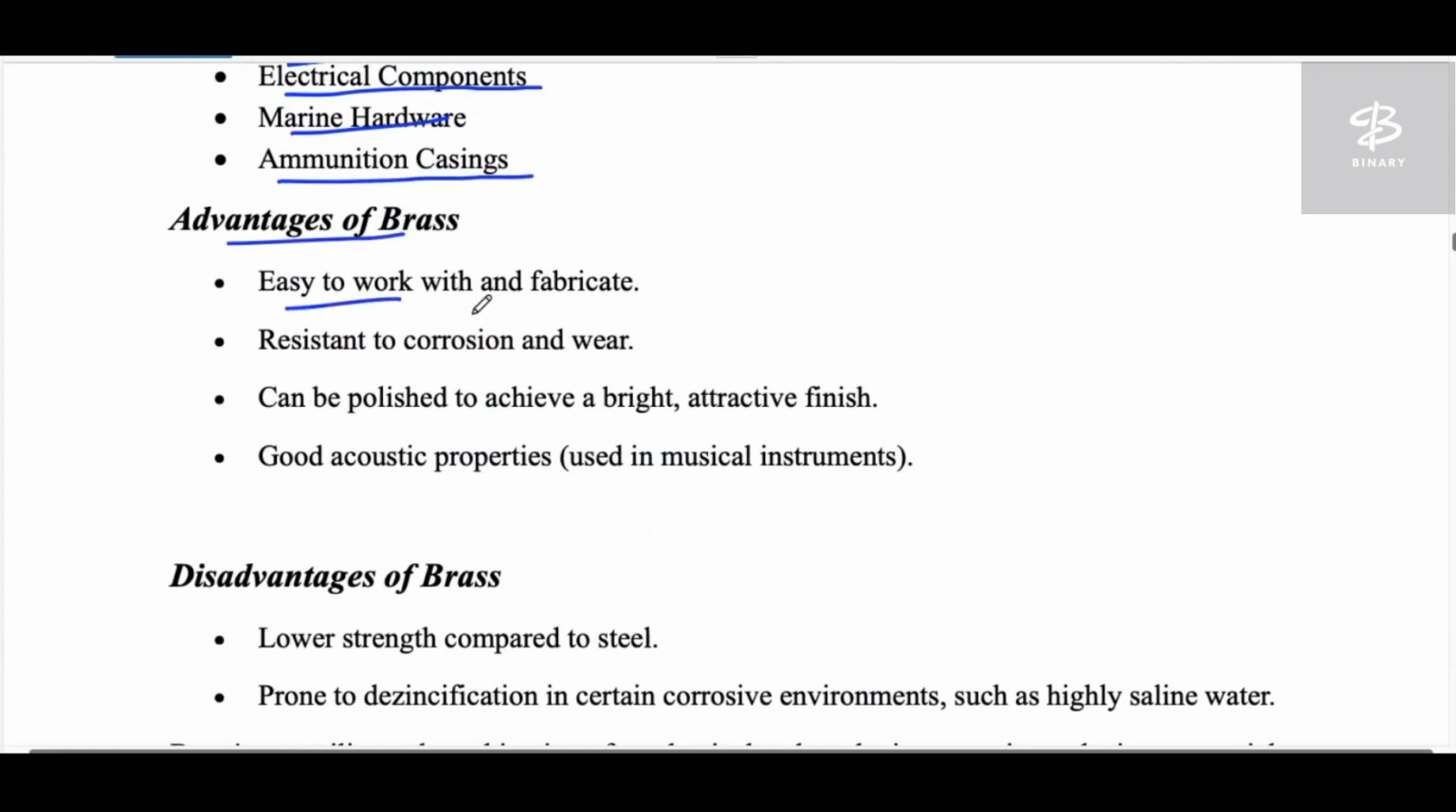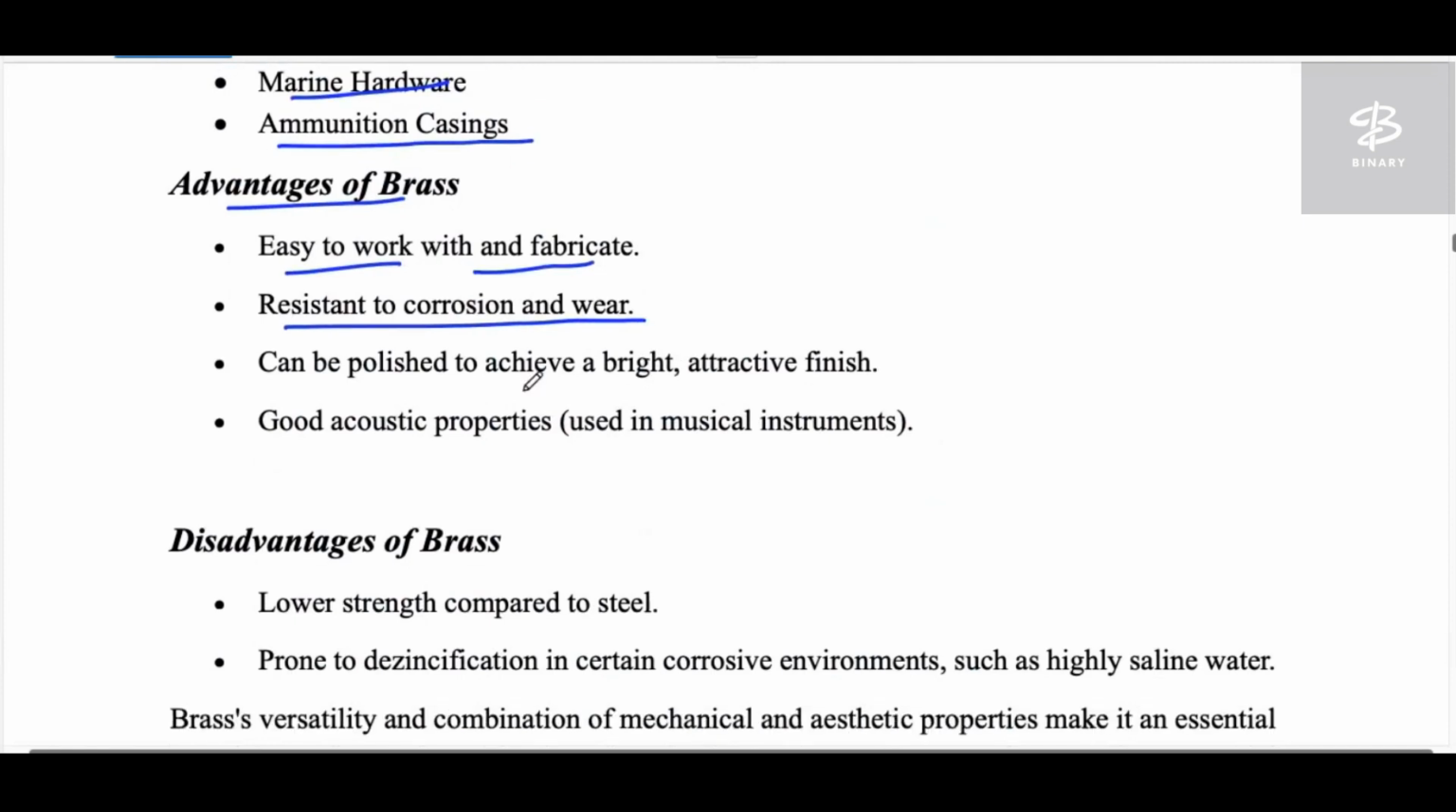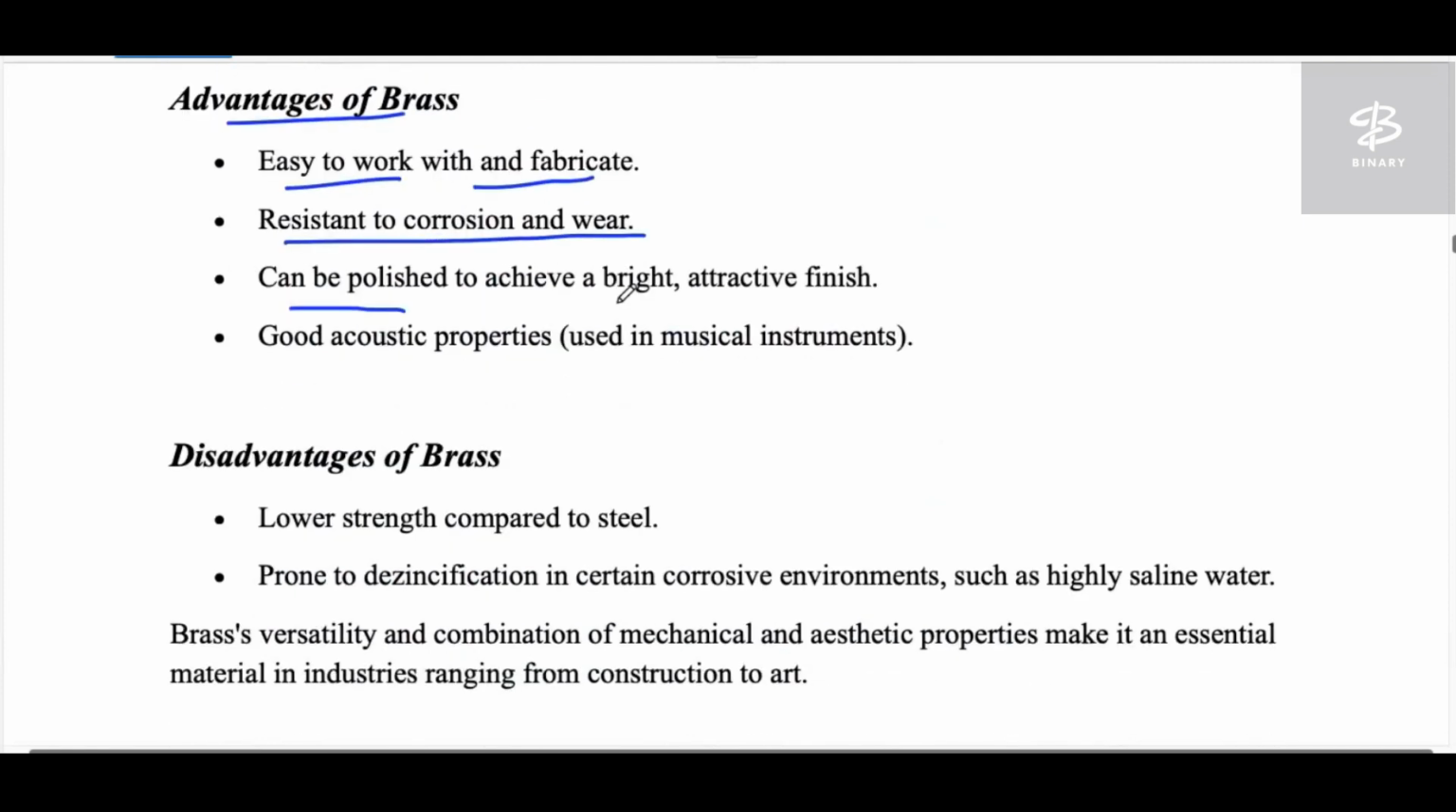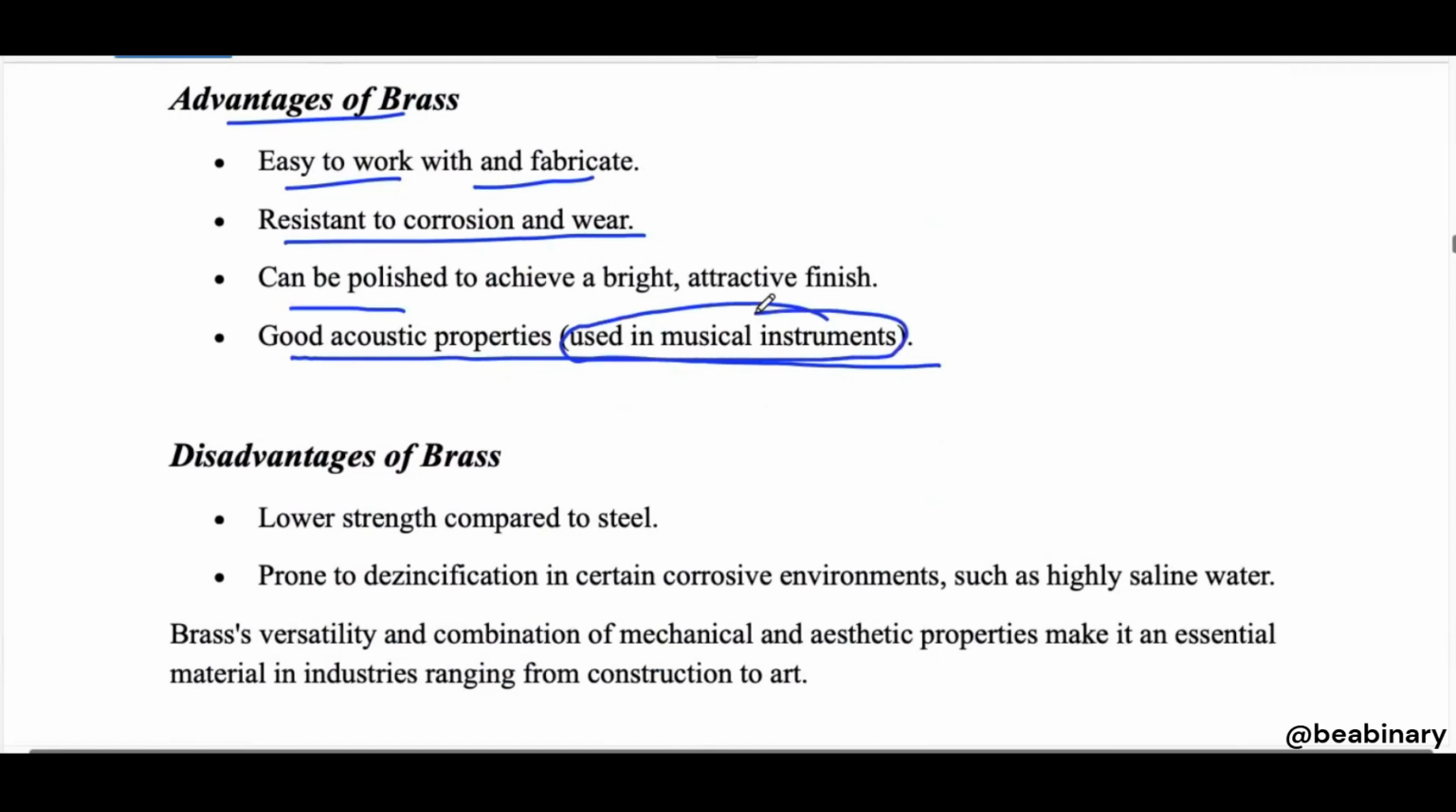It is easy to work with and fabricate, resistant to corrosion and wear that we have already discussed, can be polished to achieve a bright, attractive finish, and has good acoustic properties used in musical instruments. So it is also being used in musical instruments just because of the acoustic properties. Okay, now come to the disadvantages.